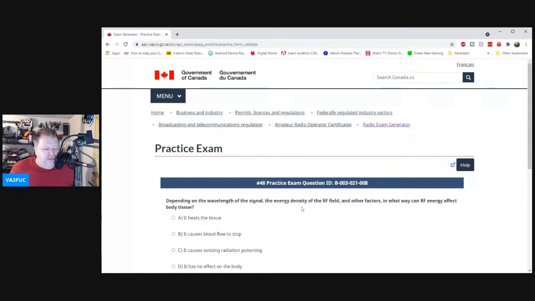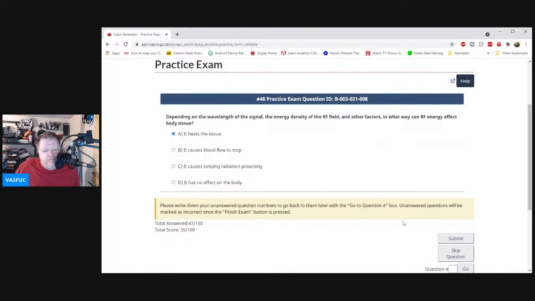Depending on the wavelength of the signal, the energy densifies in the RF field and other factors. In what way can RF energy affect body tissue? It heats the tissue. It causes blood flow to stop. Causes ionizing radiation poisoning. It has no effect on the body. Well, we already know it has an effect on the body. What did I say about heat and energy? That's right, A. Let's see if it's correct.